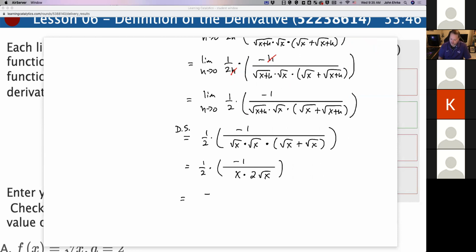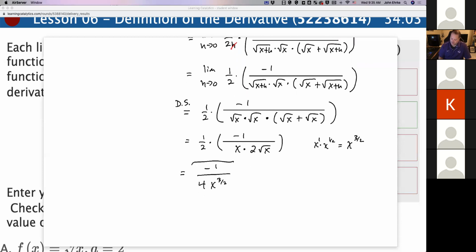Combining the 2's in the bottom, we've got 4. And then you've got x times square root of x, but that's x to the 1/2. So x to the 1 times x to the 1/2 is actually x to the 3/2. So this would be the full correct final answer for the second derivative. So this is the second derivative of the square root function.